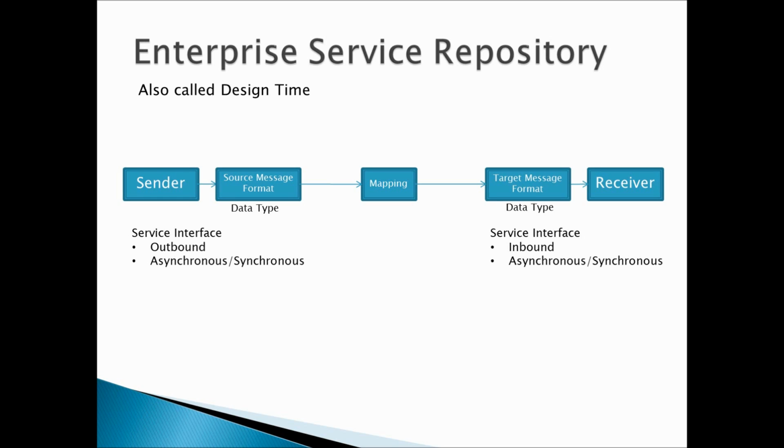Service interfaces basically describe a single operation or multiple operations to be implemented. General attributes of a service interface include category, meaning inbound or outbound, and mode, meaning synchronous or asynchronous. Lastly, we have mappings. These help us transform source messages into target messages. Let's continue with the Integration Directory.